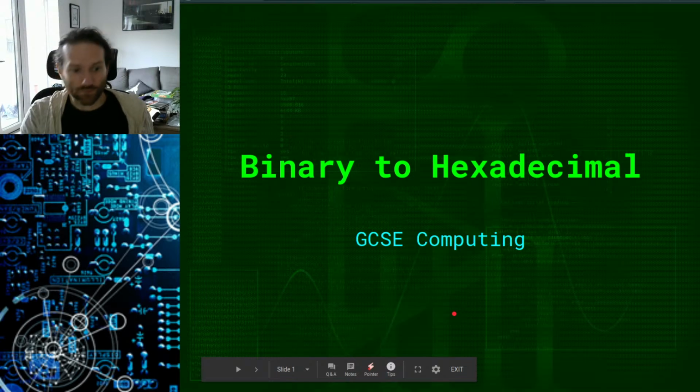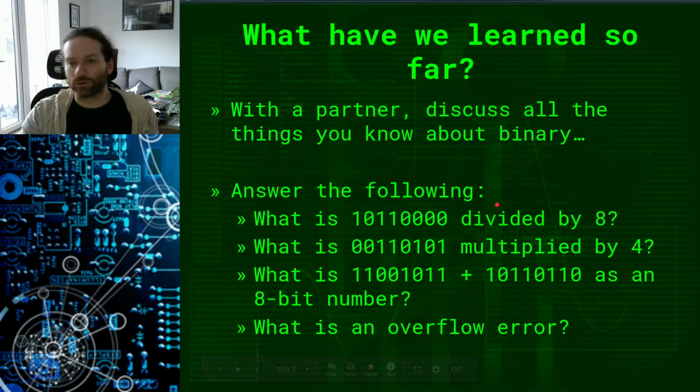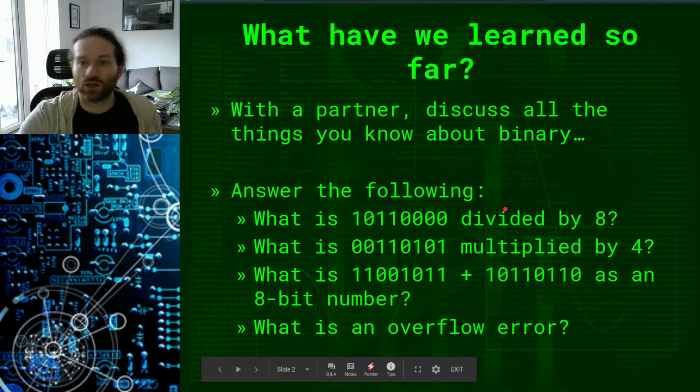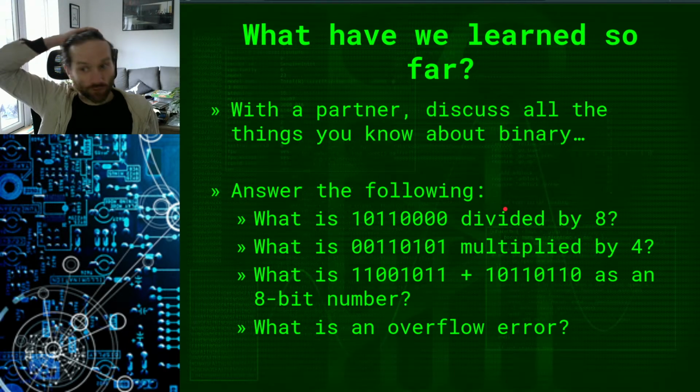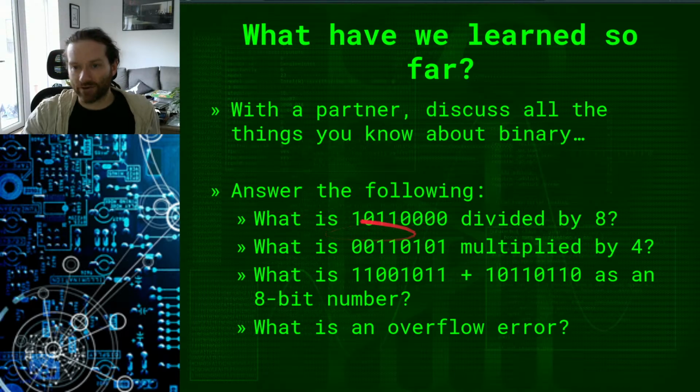Right. So here we go. Binary to hexadecimal. Just a quick recap. There is a quick way of dividing and multiplying binary, which we looked at the end of the last stream. Can someone suggest to me a quick way that we can multiply or divide in binary, and maybe suggest what the answers to these questions are: 10110000 divided by 8 and 00110101 multiplied by 4.